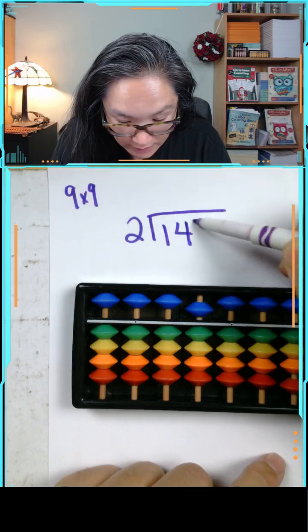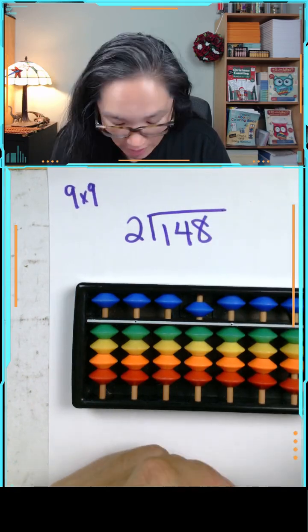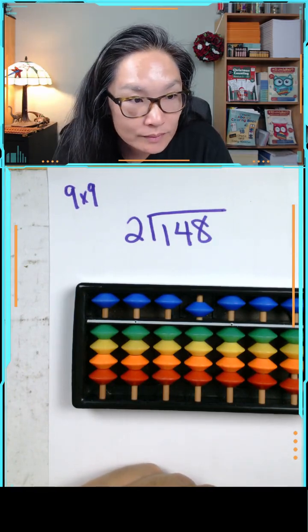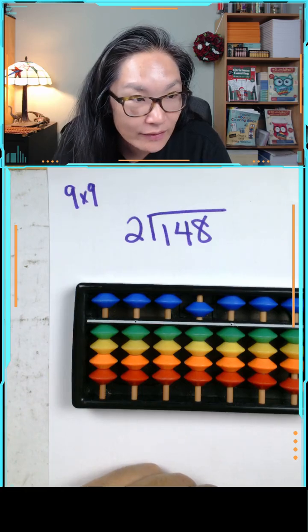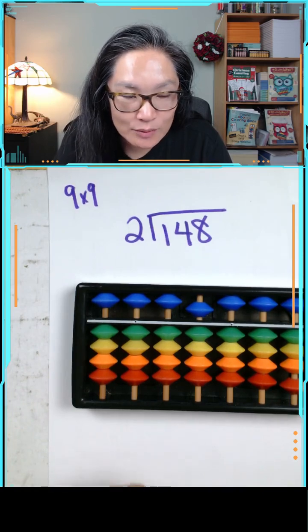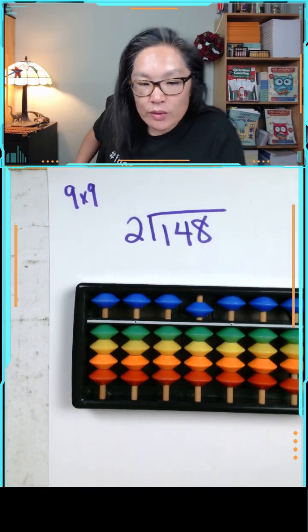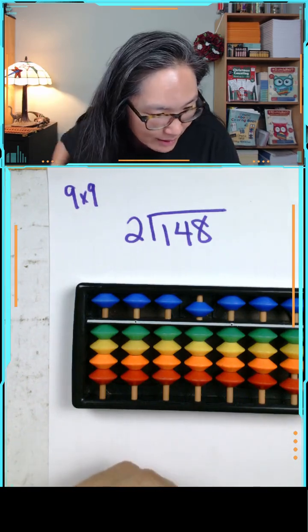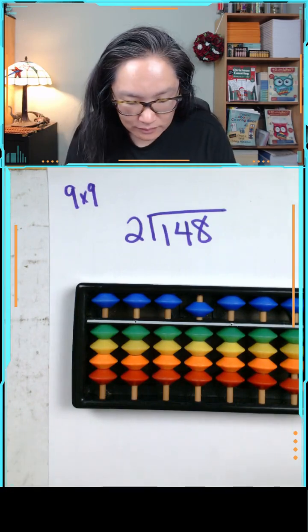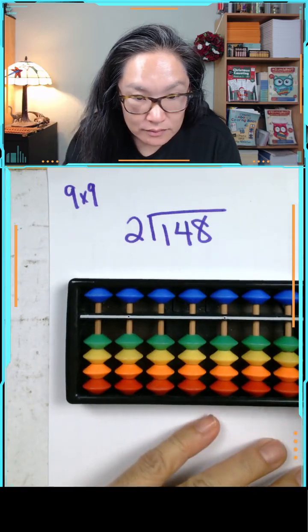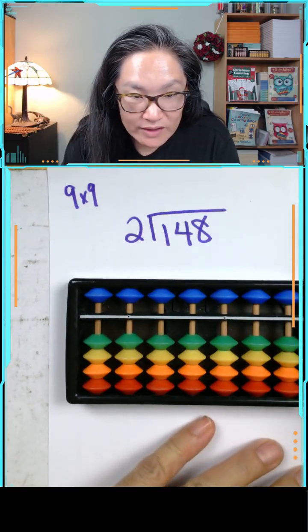1, 4, 8. I know you can do this in your head. I'm showing you a concept. That's my caveat. I know this is easy. It's meant to be easy because I'm showing you concepts. Once you get this, then the bigger the number, it doesn't matter. We haven't started yet.